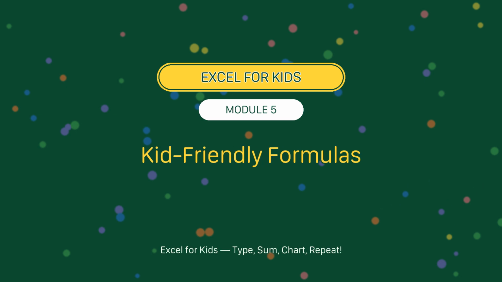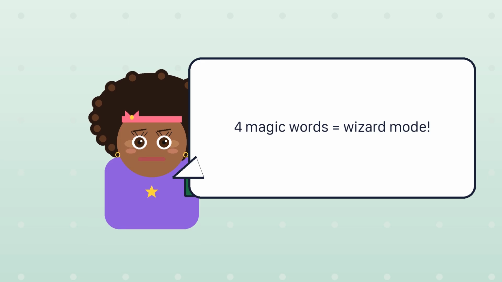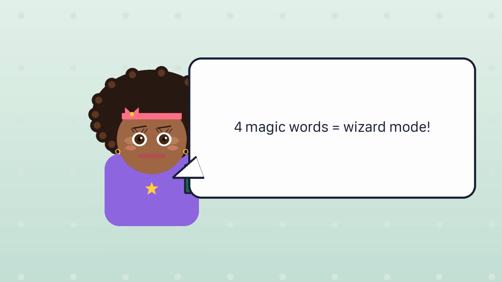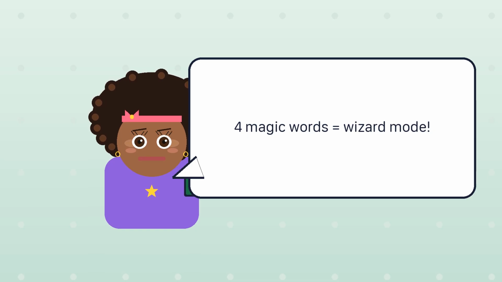Module 5, Kid-Friendly Formulas. Adding 10 numbers one by one is so last year. Today, 4 magic words: sum, average, min, and max. They do the work for you. Today's challenge: find the highest game score in your class.